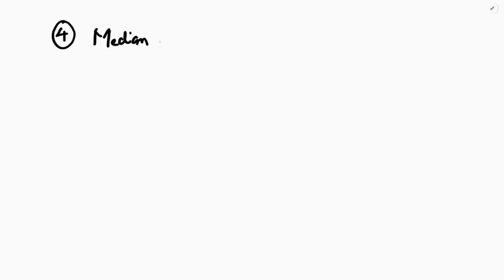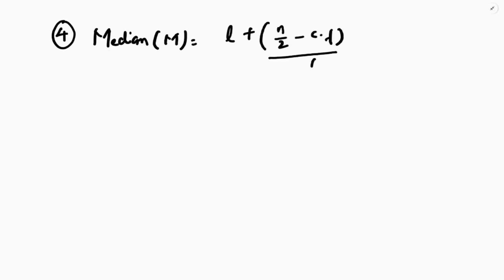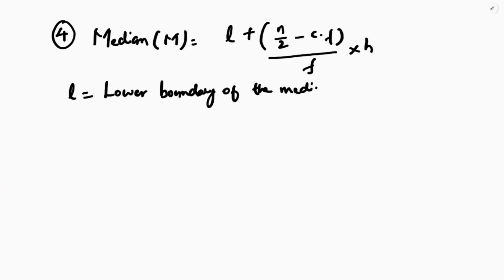Median formula is L plus (n by 2 minus CF) by F times H. Here, L is the lower boundary of the median class.